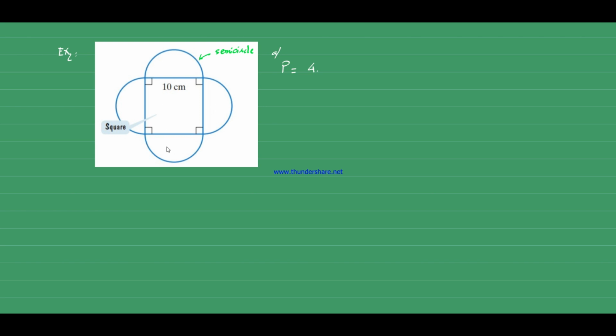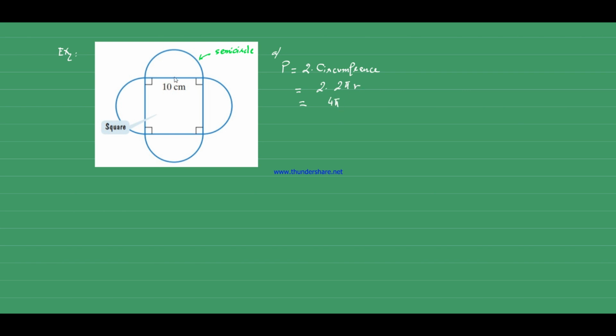Adding all these semicircles gives you a circle, so it looks like we have 2 circles. So you can find the perimeter by adding 2 circles, or 2 times the circumference. That means 2 times 2 pi r, which is 4 pi r.